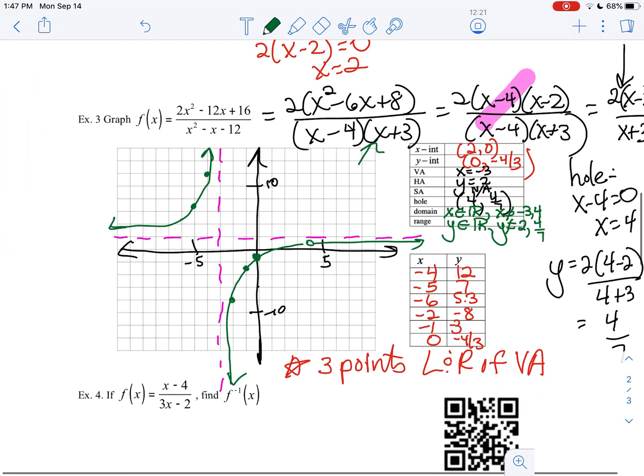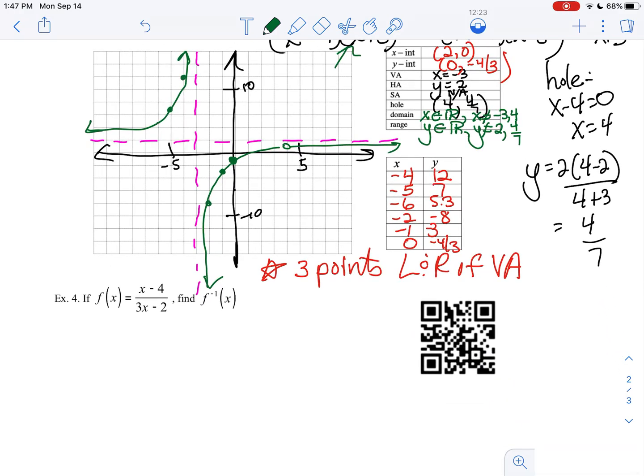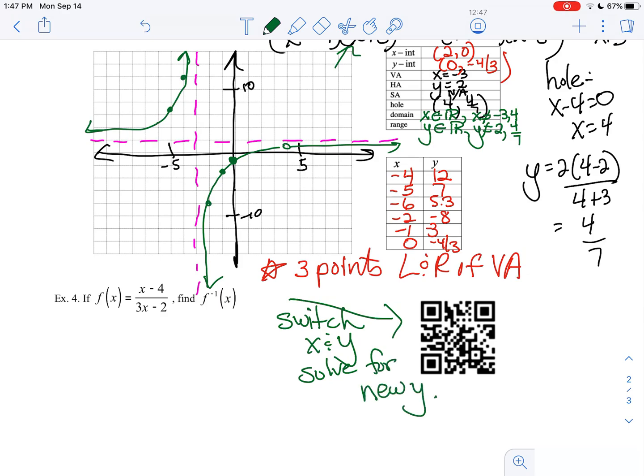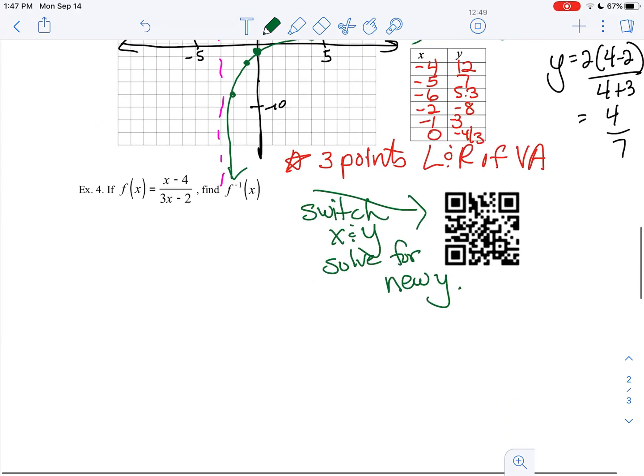Okay, very interesting stuff. All right, then our last example, if f of x equals x minus 4 over 3x minus 2, find f inverse of x. So if you want, I put something funsies in here with a QR code. So to find an inverse, we switch x and y, then solve for new y. That'll give you your inverse.